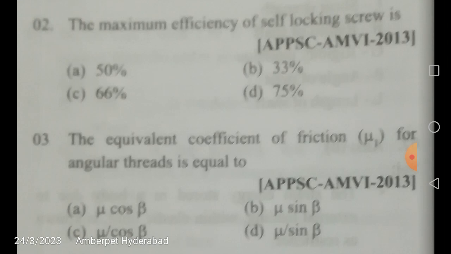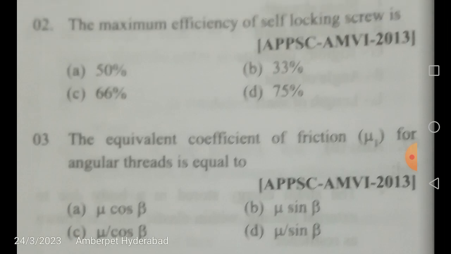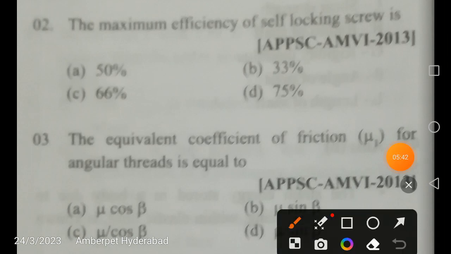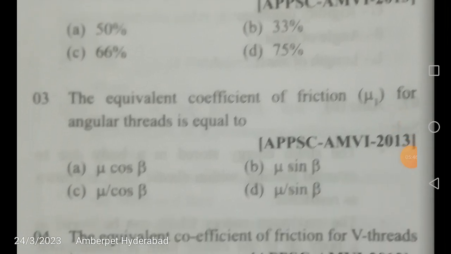So this particular portion is going to be reduced, so 1 by 2 minus something. So the maximum efficiency is 1 by 2. That is, the maximum efficiency of a self-locking screw is 50% only. It is something like 1 by 2 minus tan square phi by 2. Phi is the friction angle, tan phi is equal to mu, the coefficient of friction.